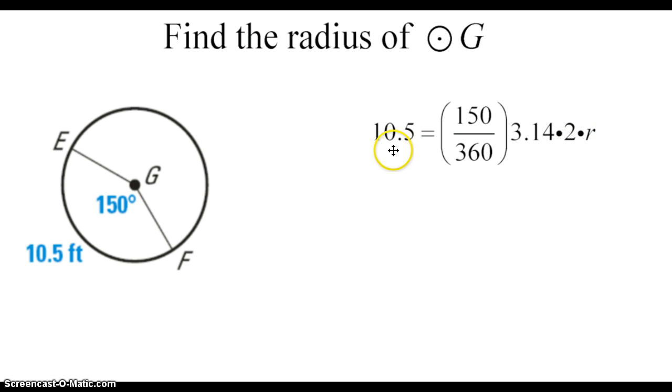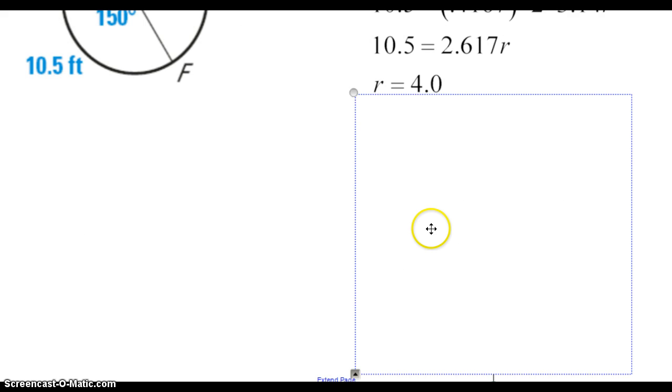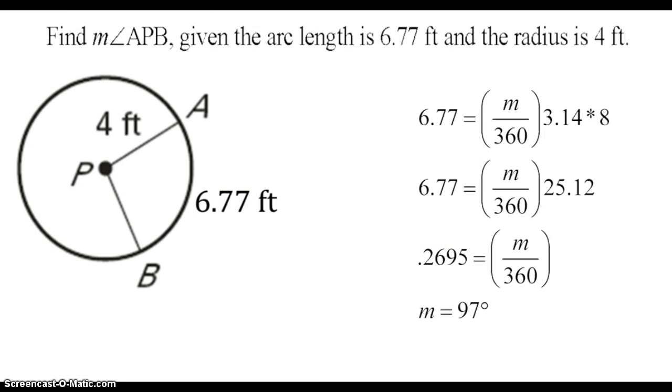So I set arc length equal to measure over 360 times 3.14 for pi times 2 times R. Now, if you just put D here, that's fine. Solve for D, but then take your answer and divide it by 2. So I change this. I keep 4 digits if you're doing this. What you really could do is just take 150 divided by 360 times 3.14 times 2, all in a calculator. So that number comes out to 2.617 R. Divide, and my final answer is that R is 4. Sorry.